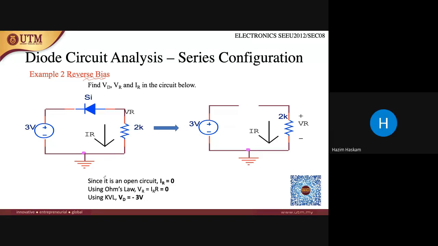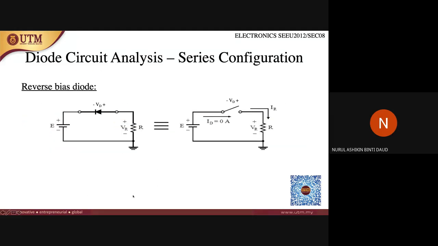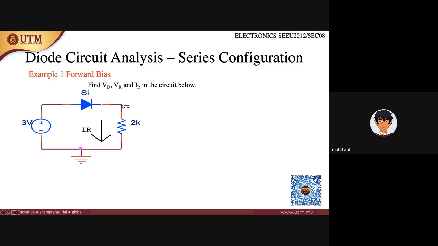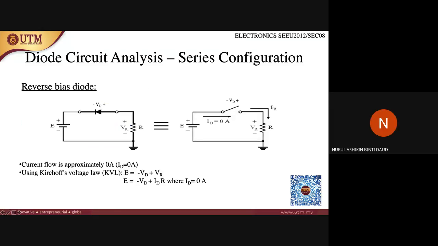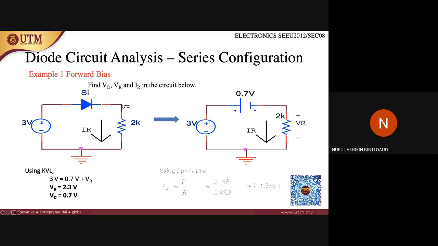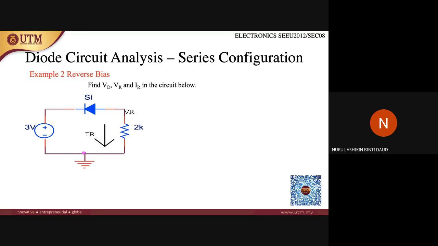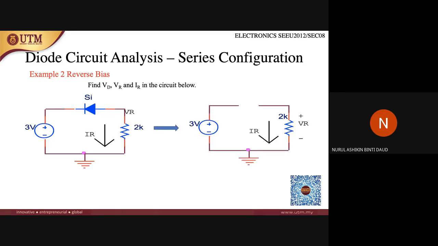No. Did you remember about this one? In a reverse bias, E is equal to minus VD, right? So in this case, for reverse bias, the value of VD is equal to negative 3 volts. Okay?